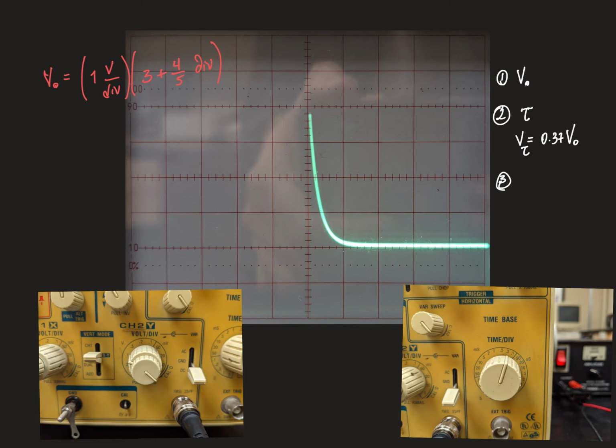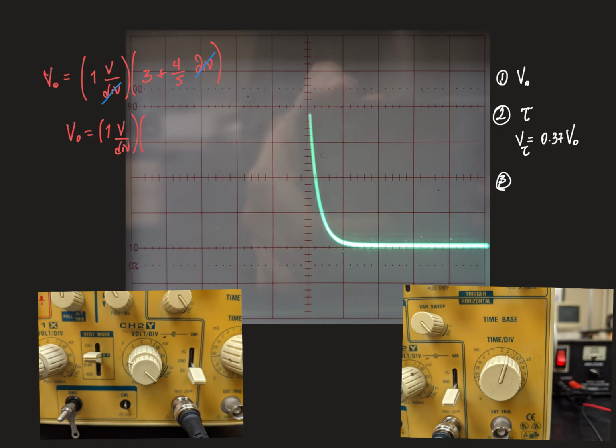Therefore, we can see that divisions and divisions cancel. Whatever that operation is, it will give us the voltage. In this case, we can transform this part as a fraction. Therefore, V sub 0 is going to be 1 volt per division.